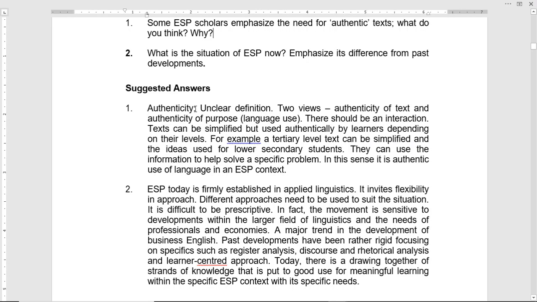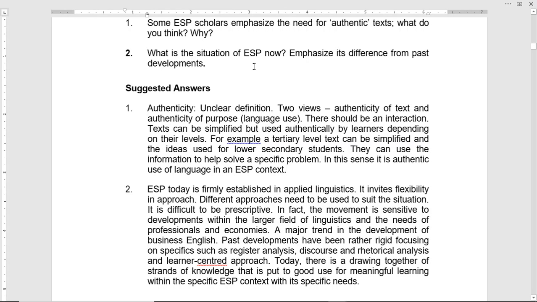Though this definition, authenticity of the text, may be unclear, there are two views: authenticity of the text and authenticity of the purpose. There should be an interaction. Text can be simplified but used authentically by learners depending on their levels. For example, a tertiary level text can be simplified, and the ideas used for lower secondary students. They can use the information to help solve a specific problem. So, in this sense, it is authentic use of language in an ESP context.